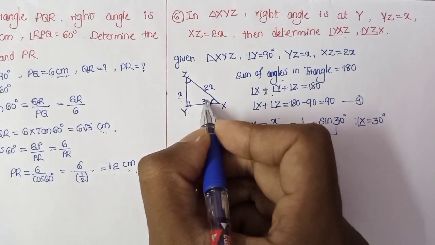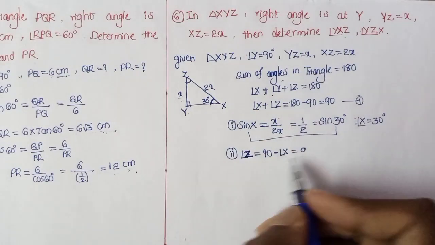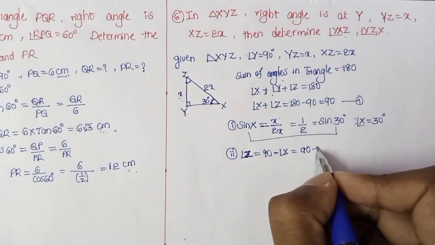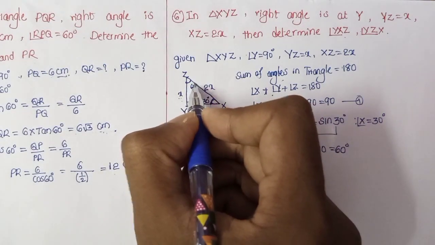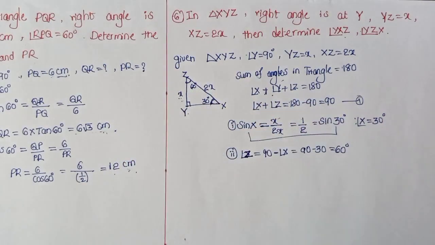We found that this is 30 degrees. So this is 90 minus 30, which is equal to 60 degrees. So this is 60. These kinds of problems can also be asked in the examination, so please concentrate on this type of problems. Okay, we'll see the next problem.